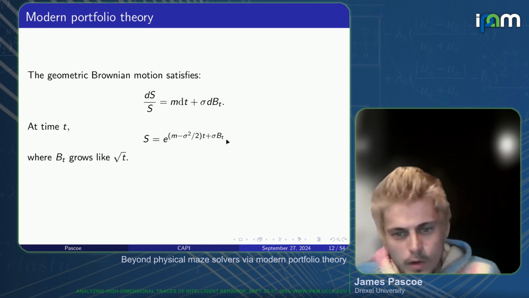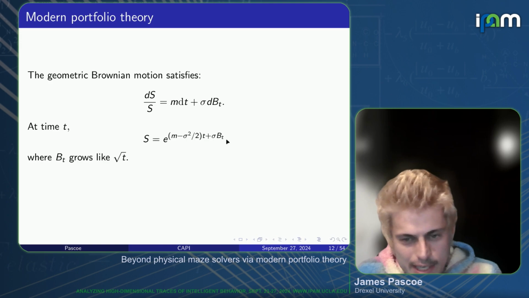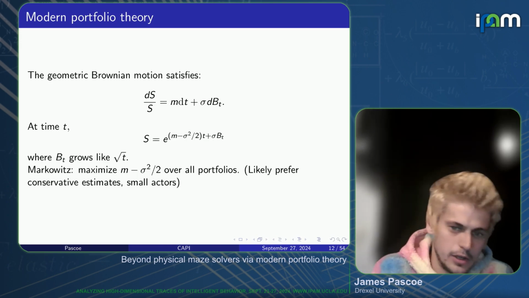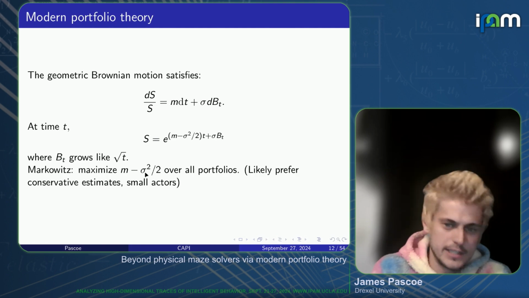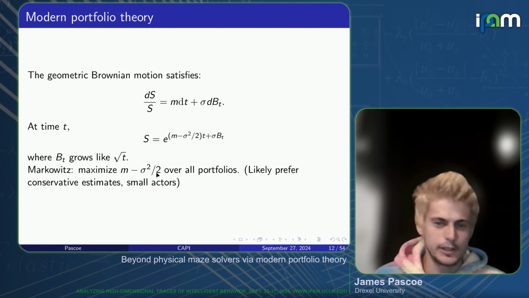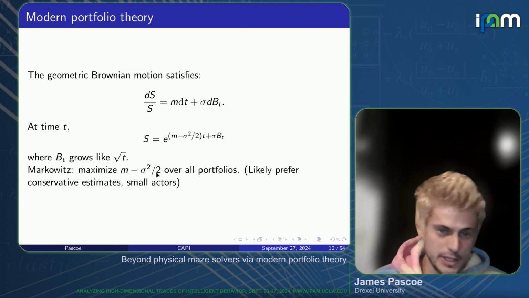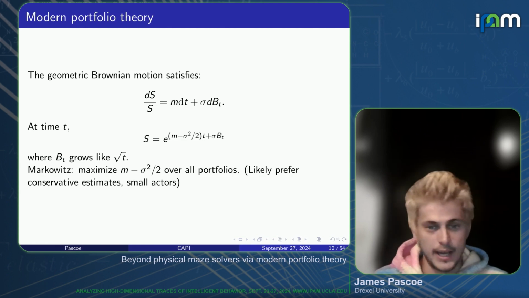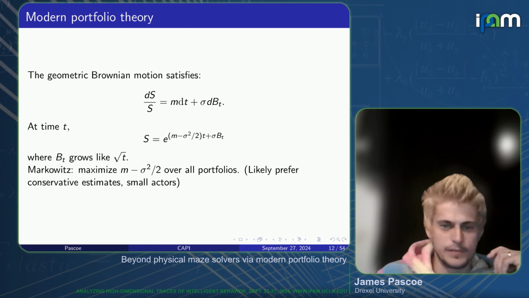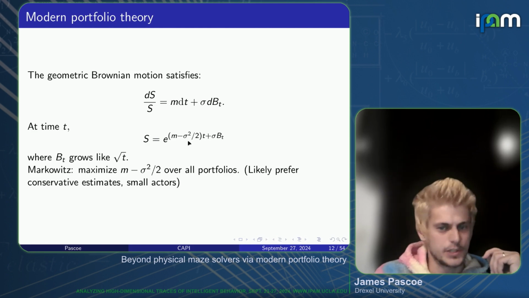So what that means, though, is that if we're trying to optimize for median growth, we need to optimize m minus the variance over 2 over all possible portfolios. And we likely prefer, say, conservative estimates on those maxima, and we want to overestimate things like the variance because we don't want to be wrong. Okay, so the penalty for this sigma being large can be quite painful.